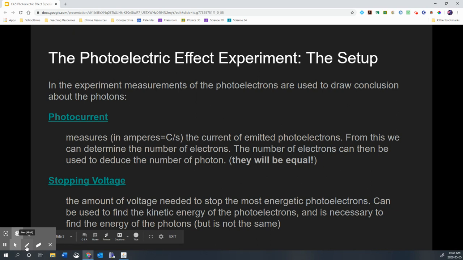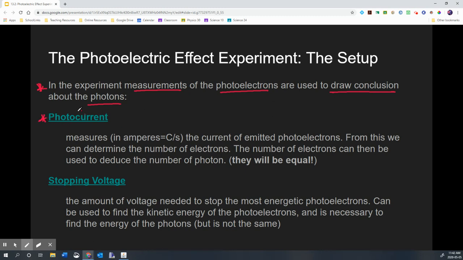Now, in addition to the variables, there's also the question of what we are actually trying to measure here. And really, there was a trick, and that was trying to do direct measurements of the photoelectrons in order to draw conclusions or deductions about the photons. Let me show you what I mean.